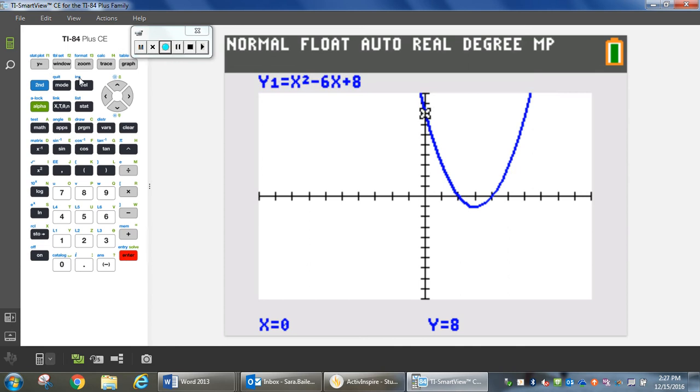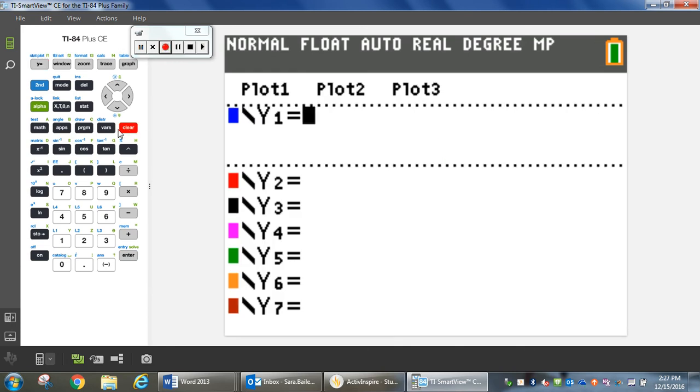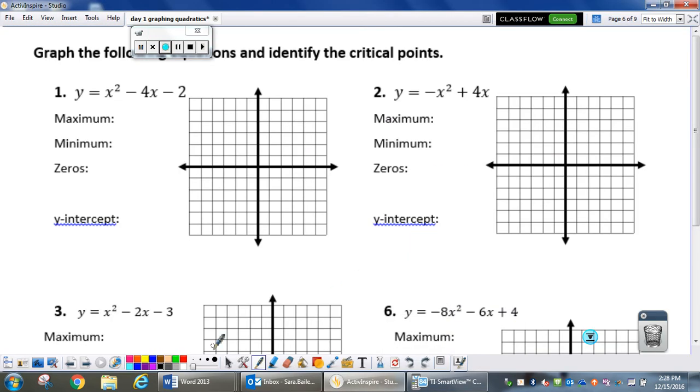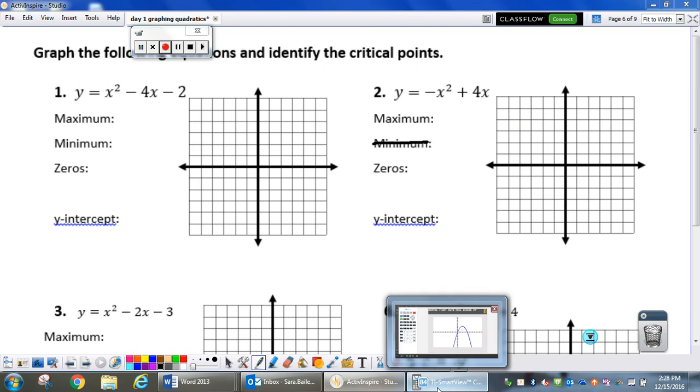So now you would have to go to your y equals, clear, and type in the new equation. -x squared plus 4x. Oops, not x. All right, graph. Okay, so you can see that this one faces downward, which is why we have that -x squared. So you won't have a minimum this time. So you can go ahead and cross minimum out because you don't have it. You also notice that we don't have a constant term either, so we'll see what happens with that.